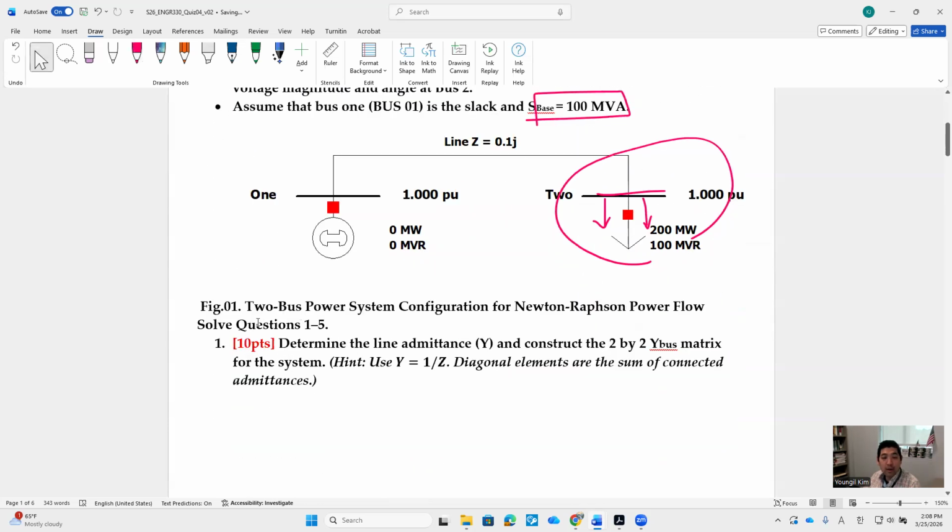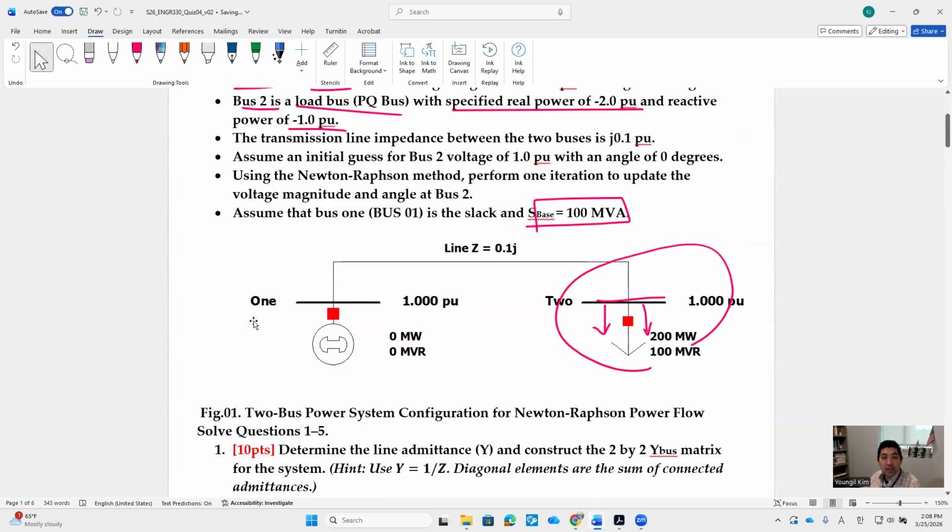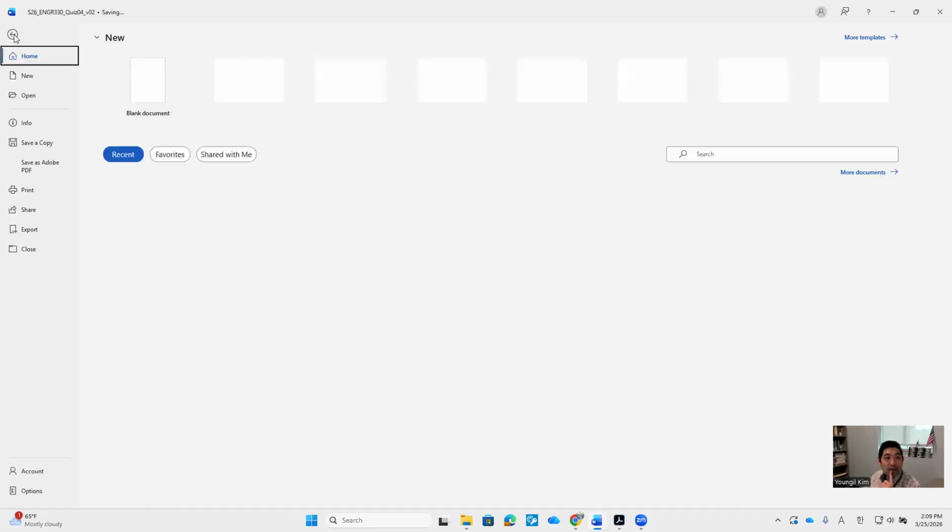So the first question is what? By the way, we're going to use the Newton-Raphson method, the NR method, with just one iteration. Okay, one iteration. It's very important.